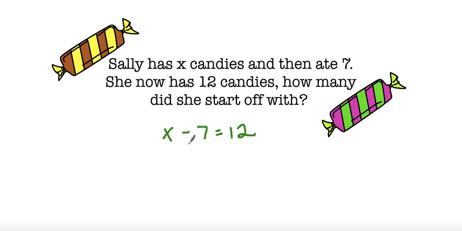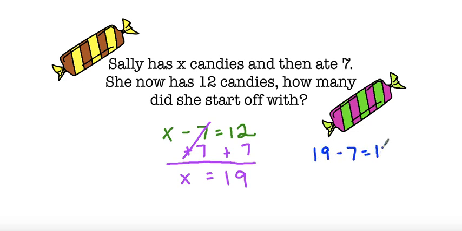And so this is subtraction. So in order to get x by itself, we're going to add 7 on the left side because addition is the inverse of subtraction. Add 7 to the 12. So here I have x. These two are 0, so they cancel out, equals 12 plus 7 is 19. So Sally has x candies. That's how many she started off with. And if I wanted to check my work, I would substitute for x. 19 minus 7 is equal to 12. That is true, so my answer is correct.